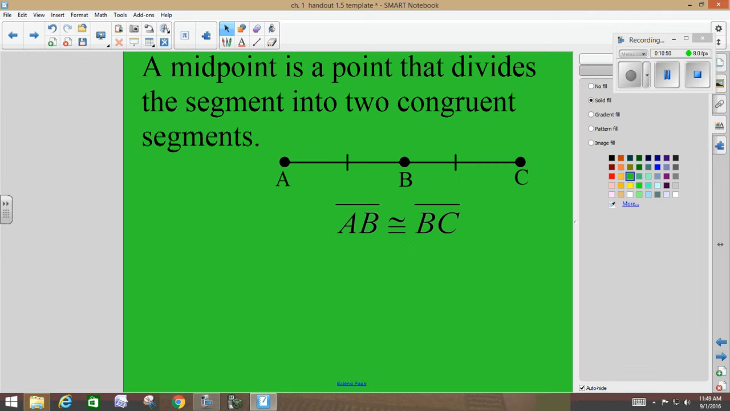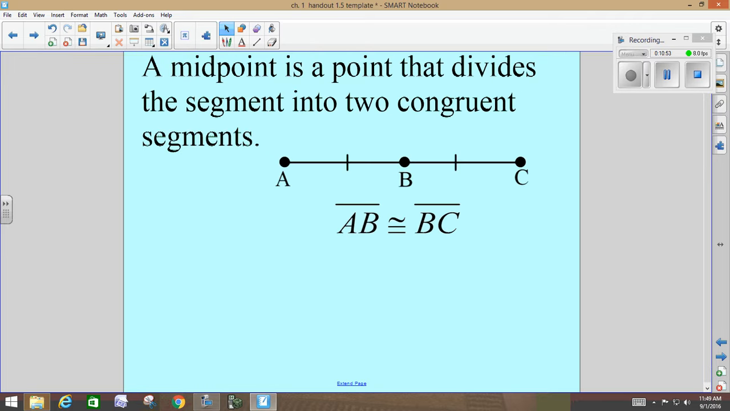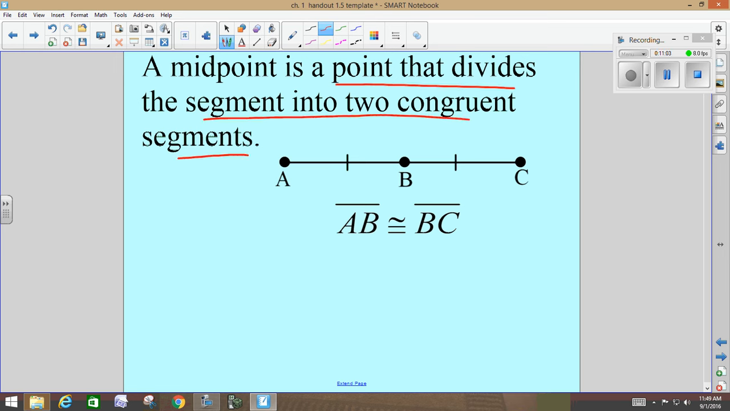They'll have the same measurement. Midpoint, last vocab term here. A midpoint is a point that divides a segment into 2 congruent segments. Midpoint, it's a point that divides one segment into 2 congruent segments.